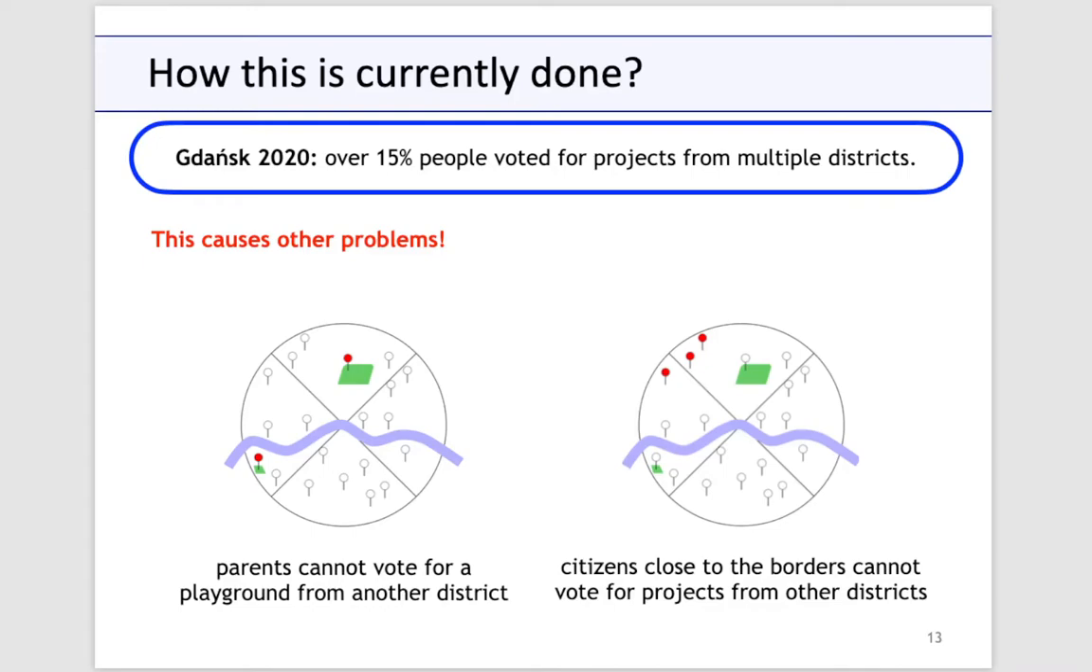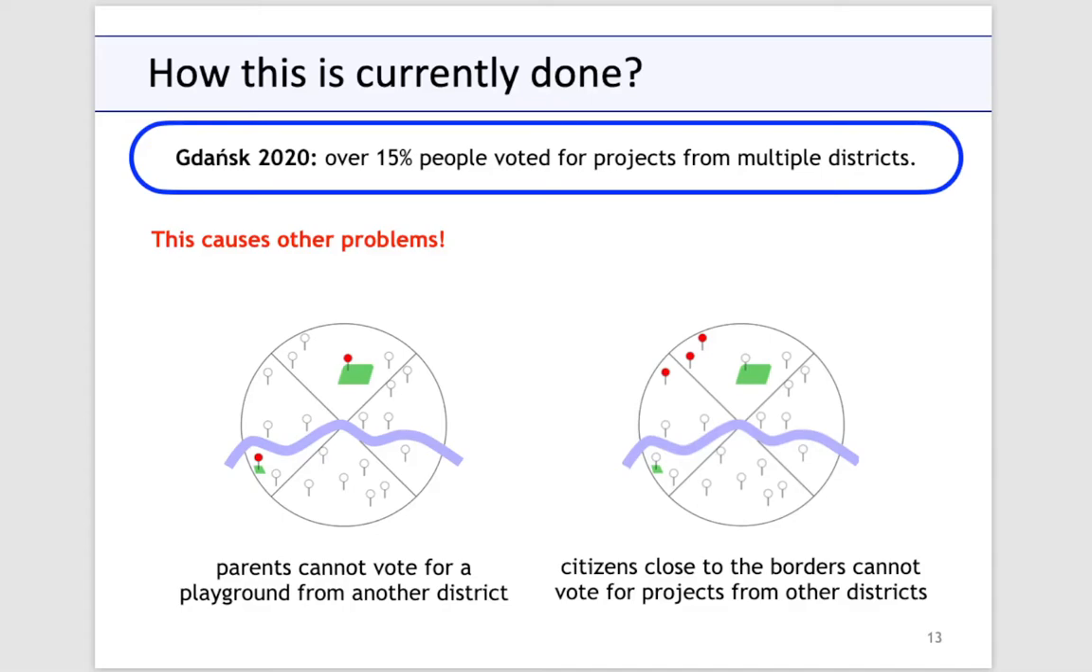And again, this is not only a theoretical problem. We observe that also in data. For example, in Gdańsk in 2020, the voters were allowed to vote for projects not only from their own district. We observed that over 15% of people voted for projects from multiple districts.